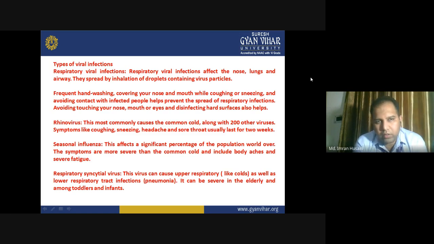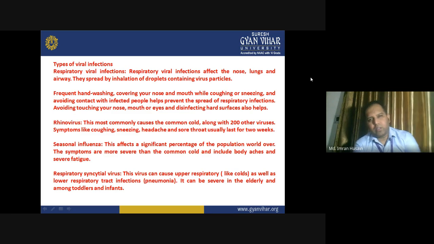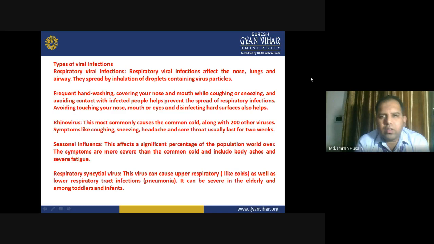So, types of viral infection. Respiratory viral infection. First of all, we're going to deal with that. Respiratory viral infections affect the nose, lungs, and airway. They spread by inhalation of droplets containing virus particles. Frequent hand washing, covering your nose and mouth while coughing and sneezing, and avoiding contact with infected people help prevent the spread of respiratory infection. Anything that has been proven to be very contagious, that transfer of droplets, of aerosols, virus can easily travel in the smog or mist. Avoiding touching your nose, mouth, or eyes, and disinfecting hard surfaces also helps.